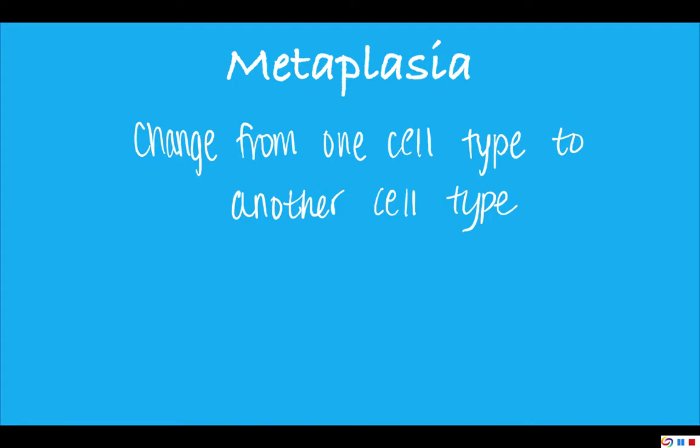So this is going to be a change of epithelium at one site from normal, whatever epithelium should be there, to another type of normal epithelium. So it's normal epithelium, but it shouldn't be there. So basically, it is a normal epithelium. It looks normal, but it's in the wrong place. So why do you think this might happen?